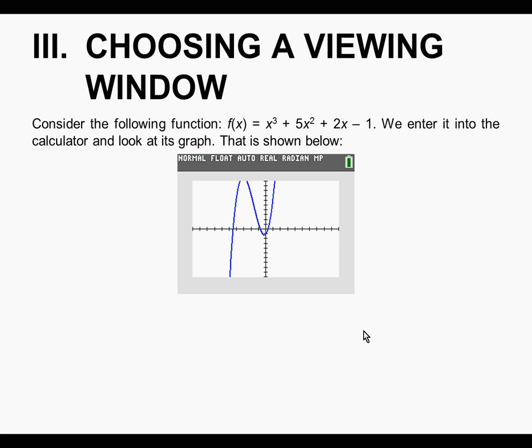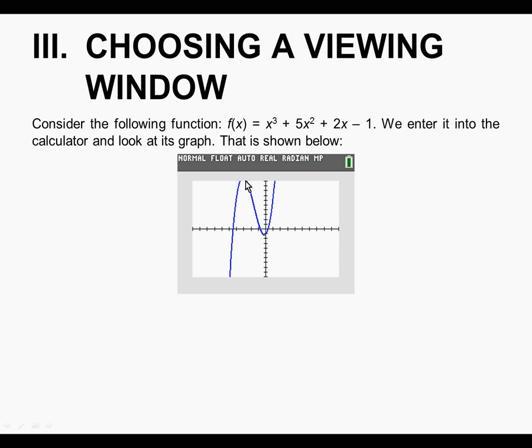Choosing a viewing window. Kind of like when the standard window doesn't work, what do you do? Consider the following function. f of x equals x cubed plus 5x squared plus 2x minus 1. Okay, I've entered it into the y1 into the calculator, and it looks like this. Hopefully by now you've kind of noticed that y1 is always the graph in blue. Okay, if you look at this, where I would have a maximum, a relative maximum, appears to be chopped off. So this is not a good viewing window.